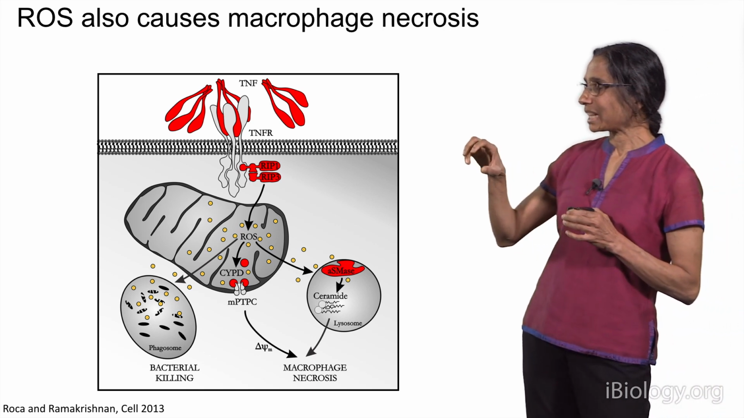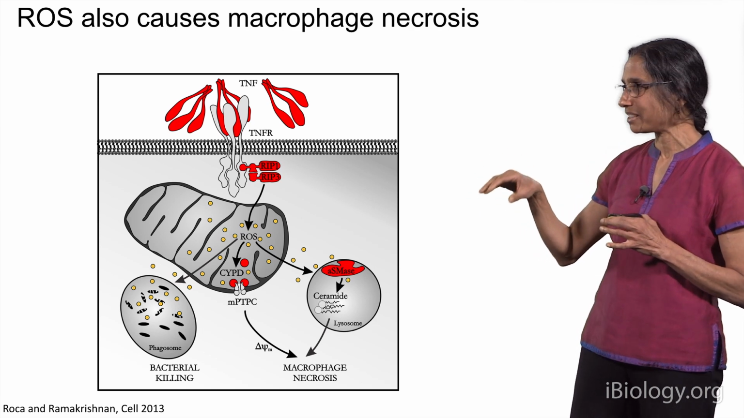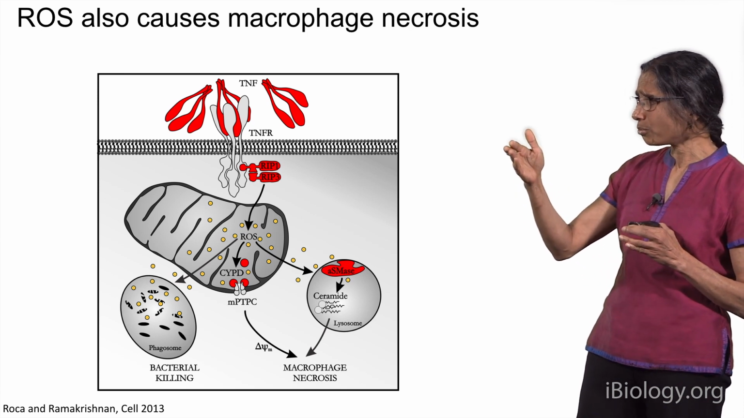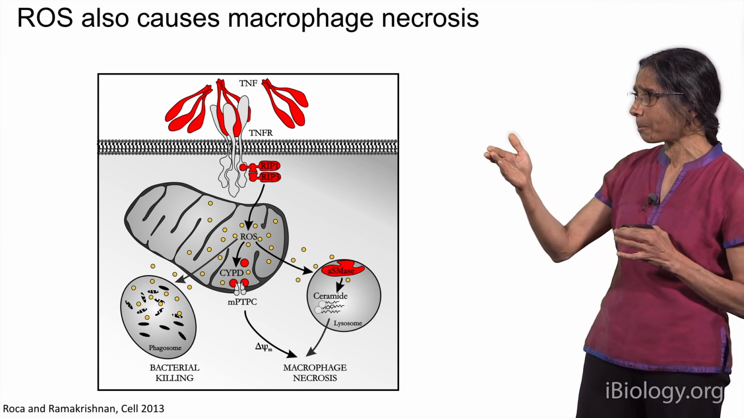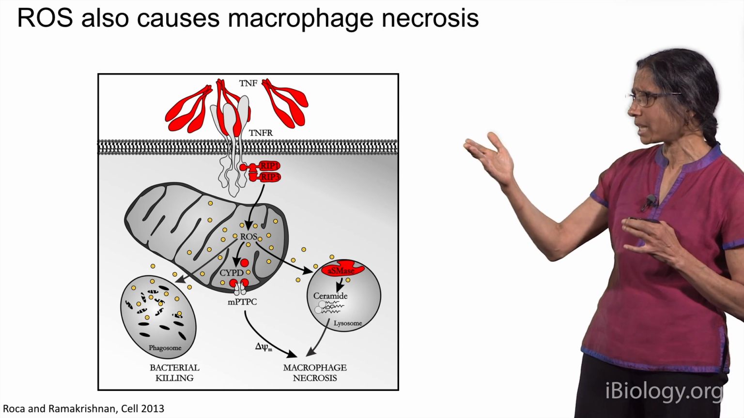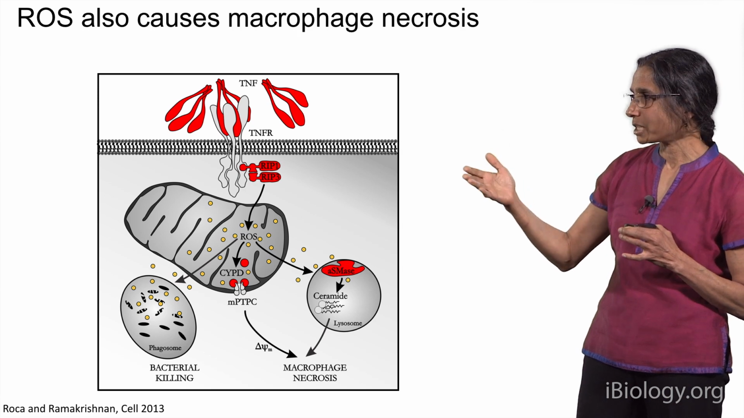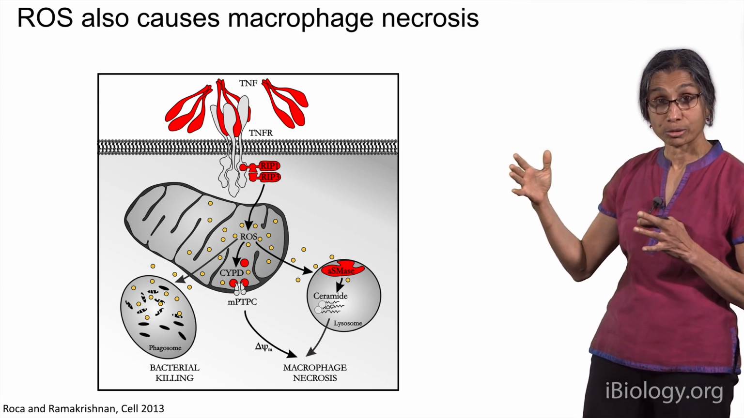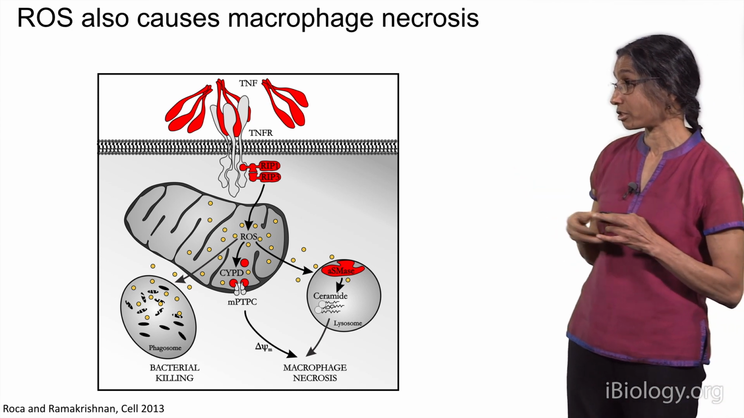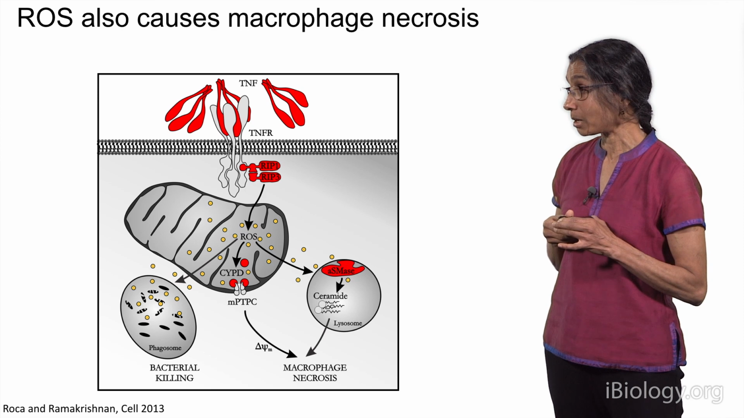But the problem is that this excess reactive oxygen also triggers a necrosis program in the macrophage itself. It does this through a pathway that involves a mitochondrial matrix protein, cyclophilin D, that participates in the formation of a mitochondrial pore. And then you get loss of voltage potential and leakage of mitochondrial contents, and that necroses the macrophage.